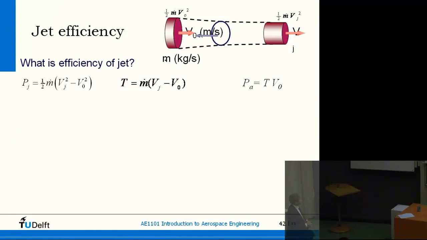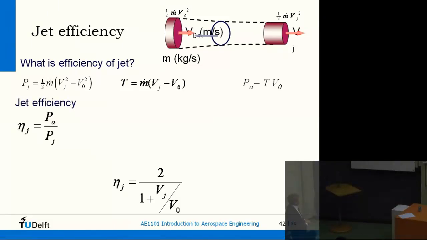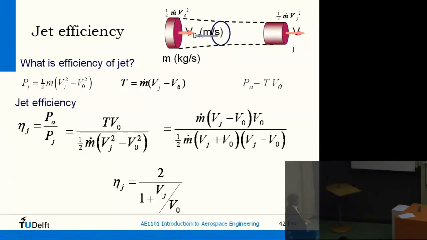We also know that the thrust that came out is the mass flow times the difference. No squared, no half, just the mass flow times the difference in velocity is the thrust force that we get. And we also know that the available power is the thrust force times the speed of the aircraft. So with this, we can calculate the efficiency of a jet by dividing the available power by the power that we had to use to accelerate the jet. We can come up with a very neat equation.